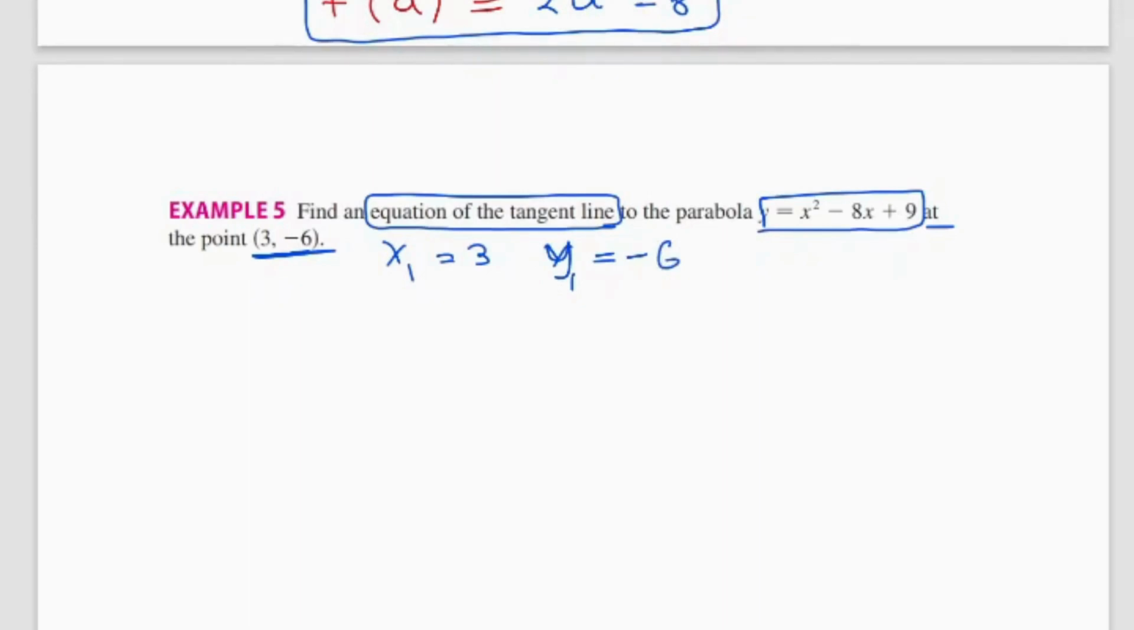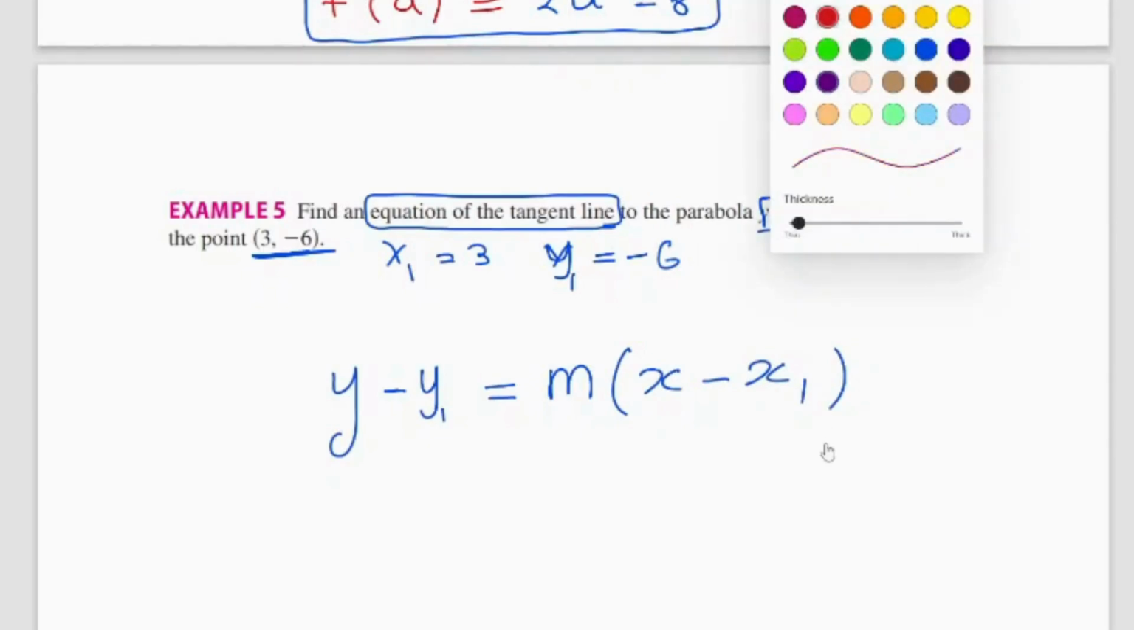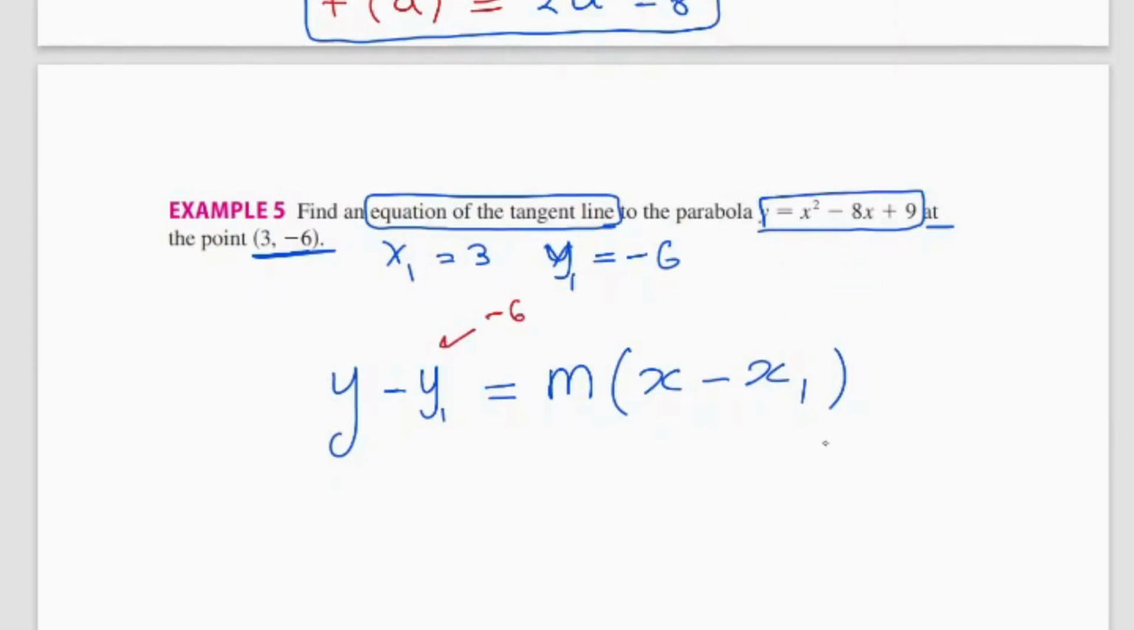To write the equation of the tangent line, we need to apply the formula, which is y minus y1 is equal to the slope of the tangent line times x minus x1. So y1 is equal to negative 6 and x1 is equal to 3. What about the m? We said that the definition of the derivative is equal to the slope of the tangent line. So this m is the derivative.